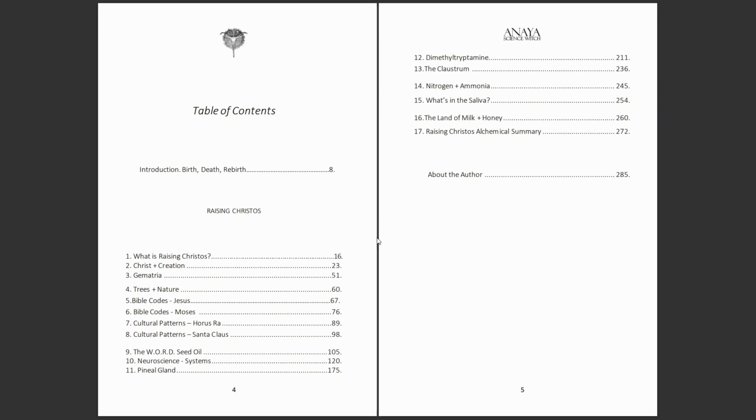Because it's all about symbols and code. So trees and nature, this is talking about the tree relationships behind the Jesus codes. And Jesus was a carpenter. He died on a cross of wood.